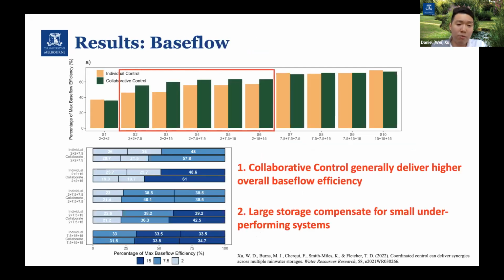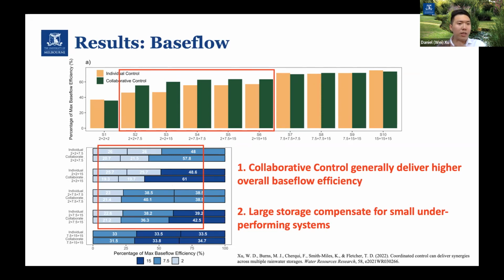So perhaps not looking into details, but what I want to show here is we did a range of analyses across different scenarios and different control strategies. On the top figure, the yellow one is the individual control, and the green one is the collaborative control. These two figures indicate the performance of base flow in different scenarios. And the bottom figure shows, within that particular scenario, the proportion of base flow restoration in each of the tanks, because we're looking at 3 different tanks.